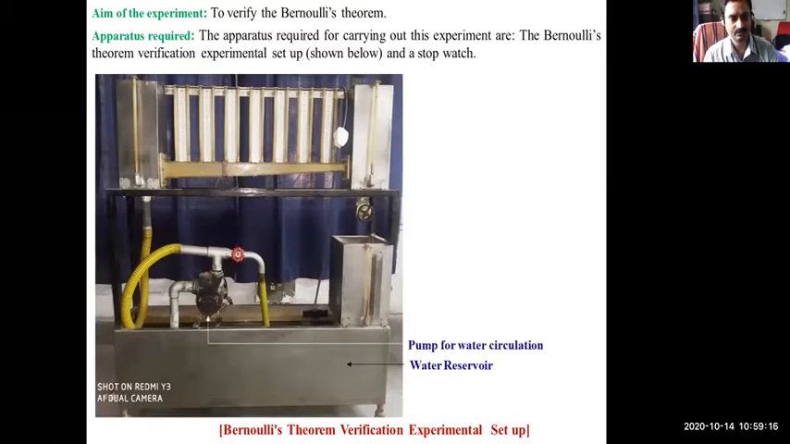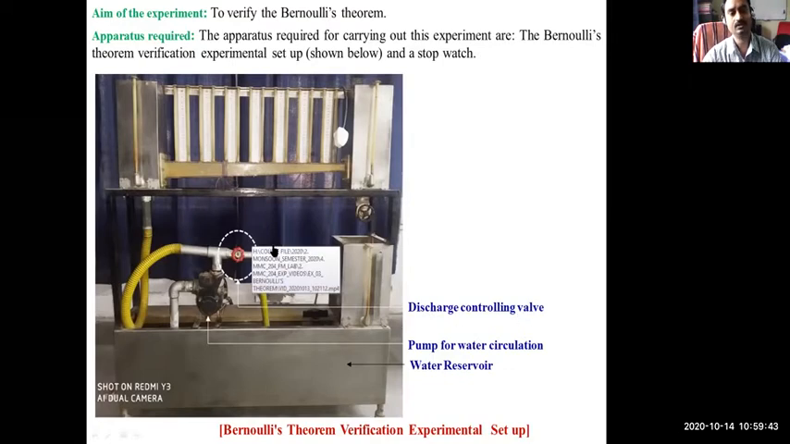Fine. Now this one is a pump for water circulation. This pump is used to circulate the water from this reservoir. It goes to the inlet tank. From the inlet tank, through this connecting pipe of diverging cross section, it comes to the outlet tank. From that, it comes to this collecting tank, and again back to the reservoir. So this is the pump. Third is the discharge controlling valve. Through this valve, you can control the amount of discharge flowing to the inlet tank.